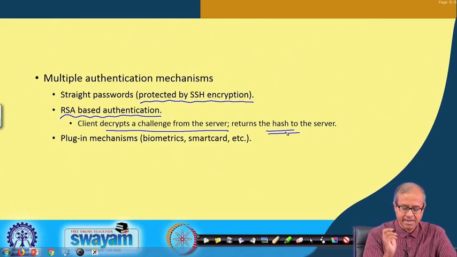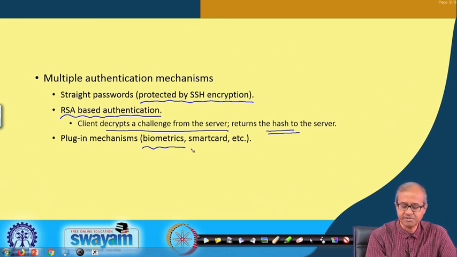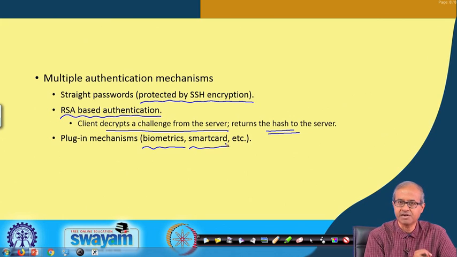And thirdly, there are some add on mechanisms which you can add for additional security, like you can have some biometric mechanism like fingerprint recognition and so on. You can have smart cards. So, using smart card you can authenticate yourself, and this kind of add on mechanisms are also supported by SSH.